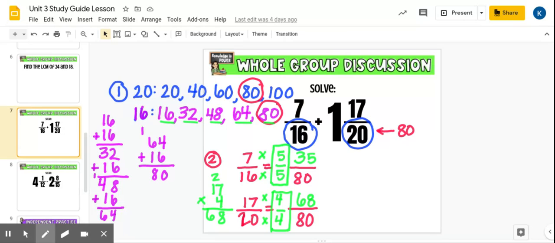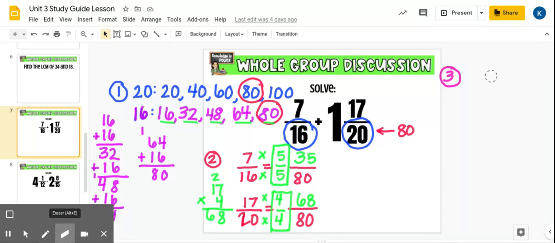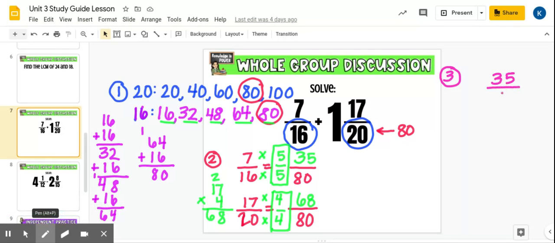Now that I have common denominators, I can add these two numbers together. When I do that, I guess it doesn't matter how you do it, but this would be step 3. I like to do it vertically, like up and down. So instead of writing 7/16, I'm going to write 35/80. And then I'm going to write 1. And instead of writing 17/20, I'm going to write 68/80.